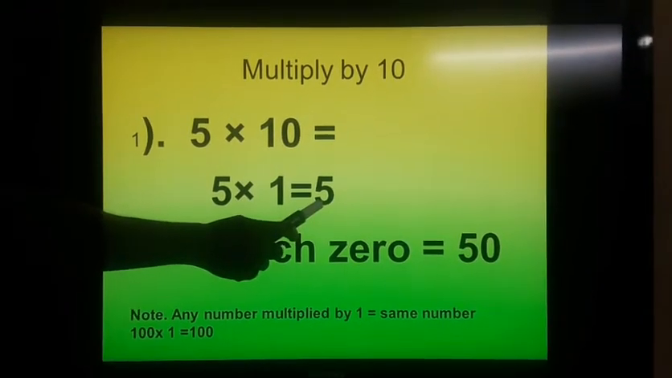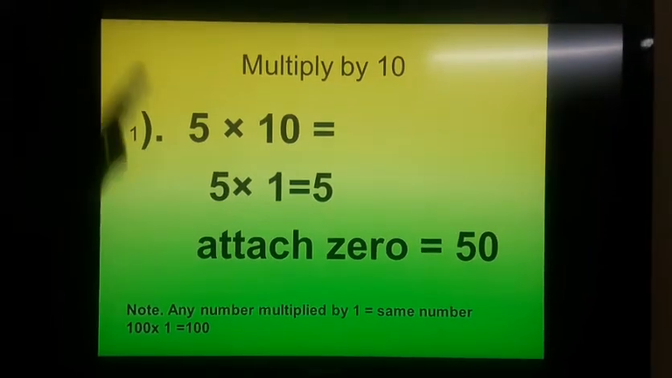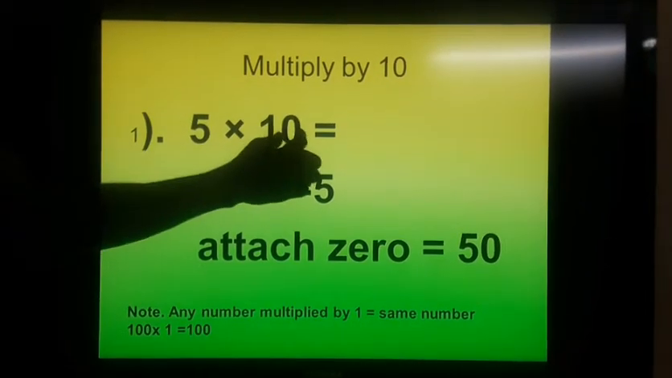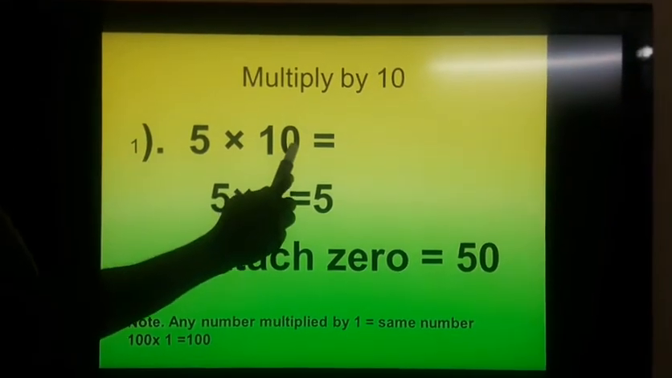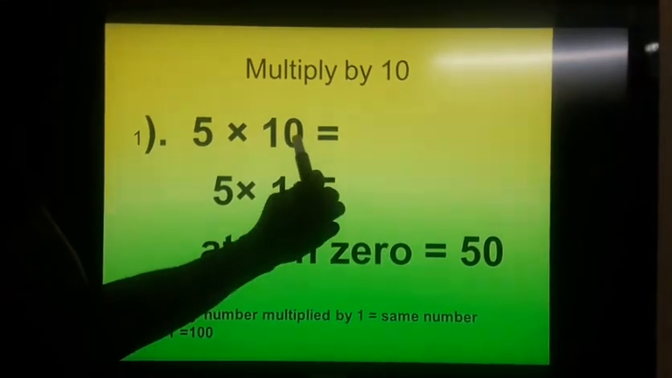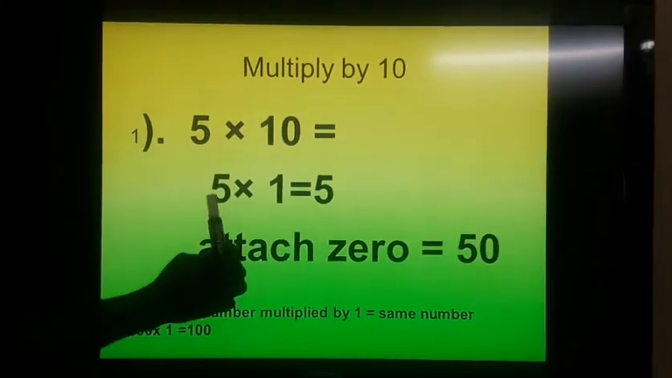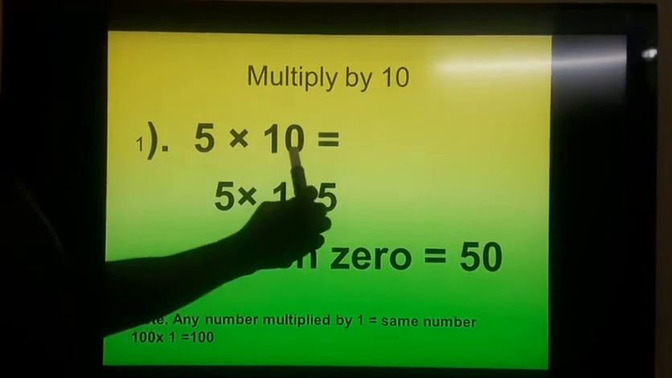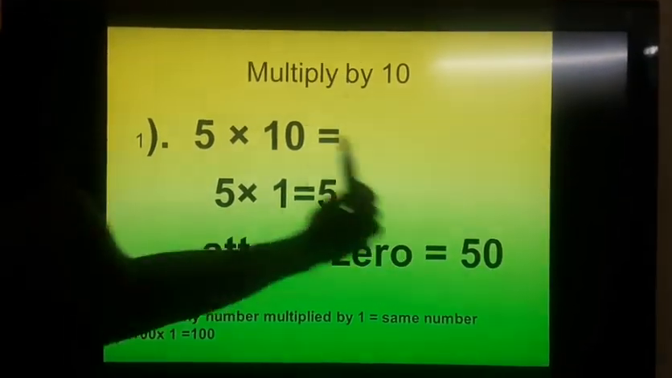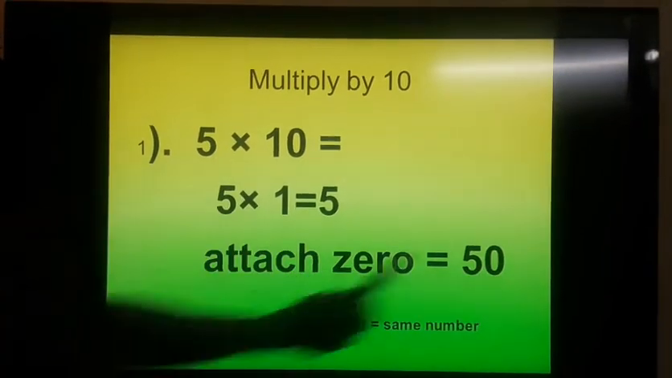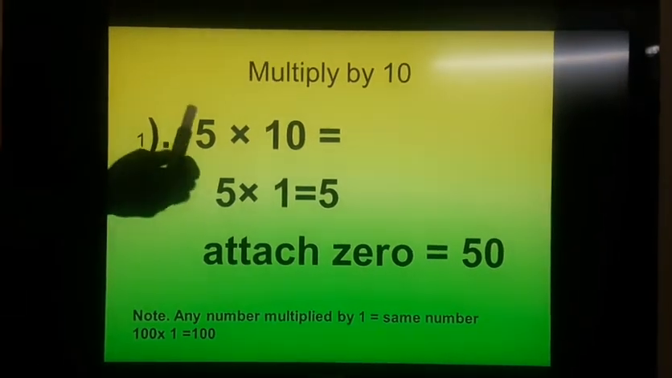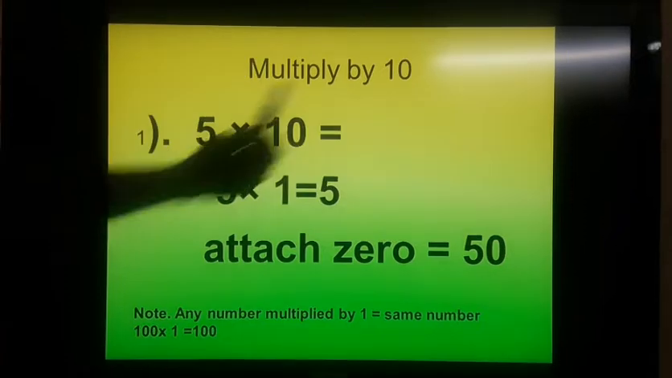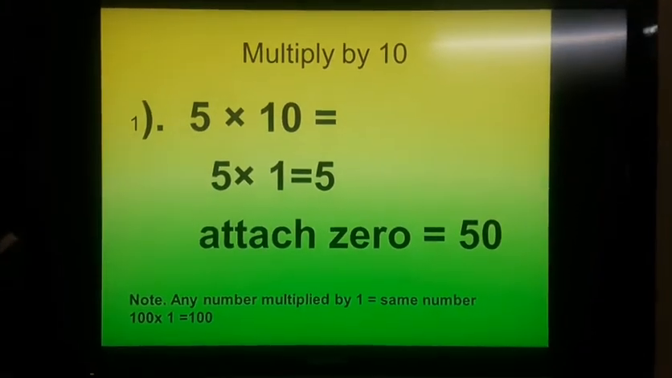It will be 5. Now the next step is just attach the 0. So just bring the 0 here. So 5 times 1 will give us 5. Write the 5 and just bring the 0. Attach the 0. So that will give us what? 50. So that means that 5 times 10 will be 50.